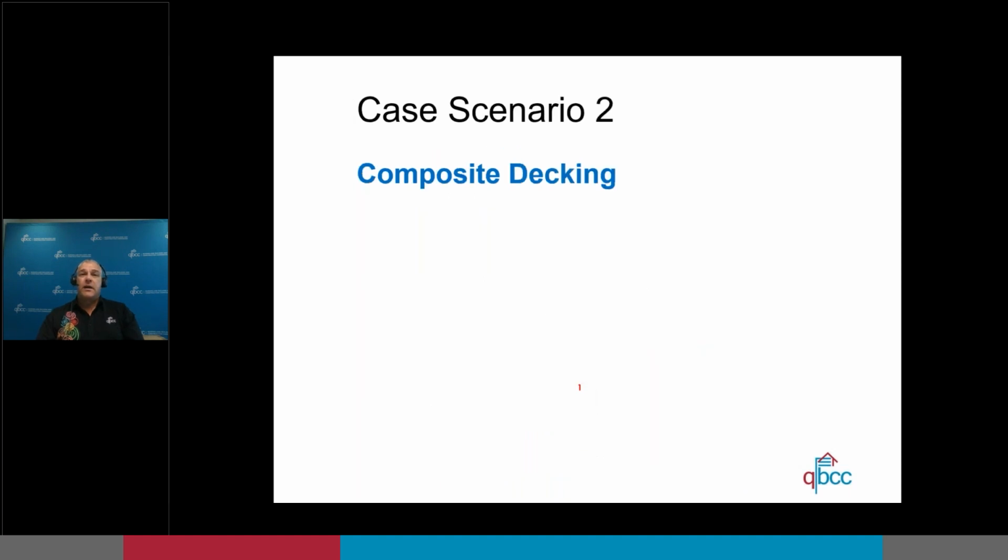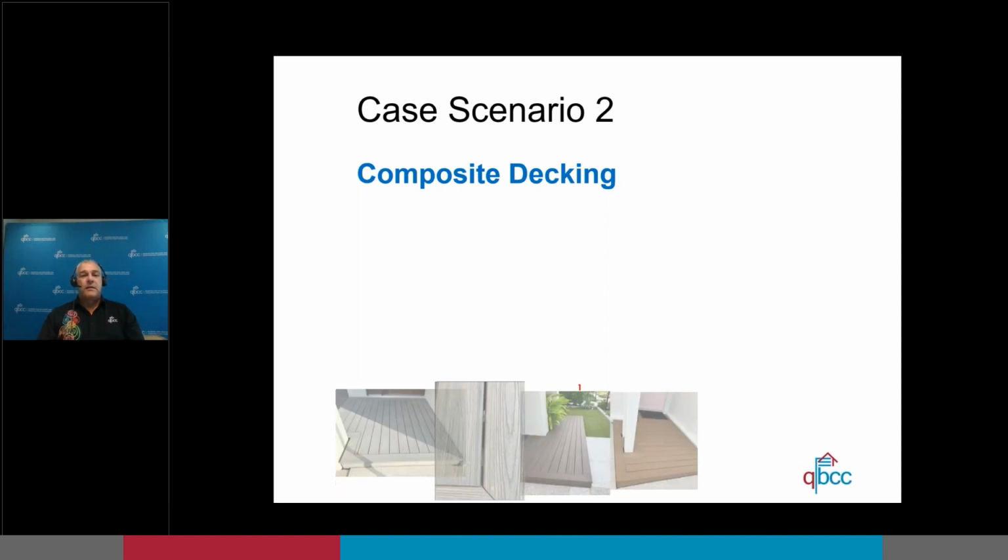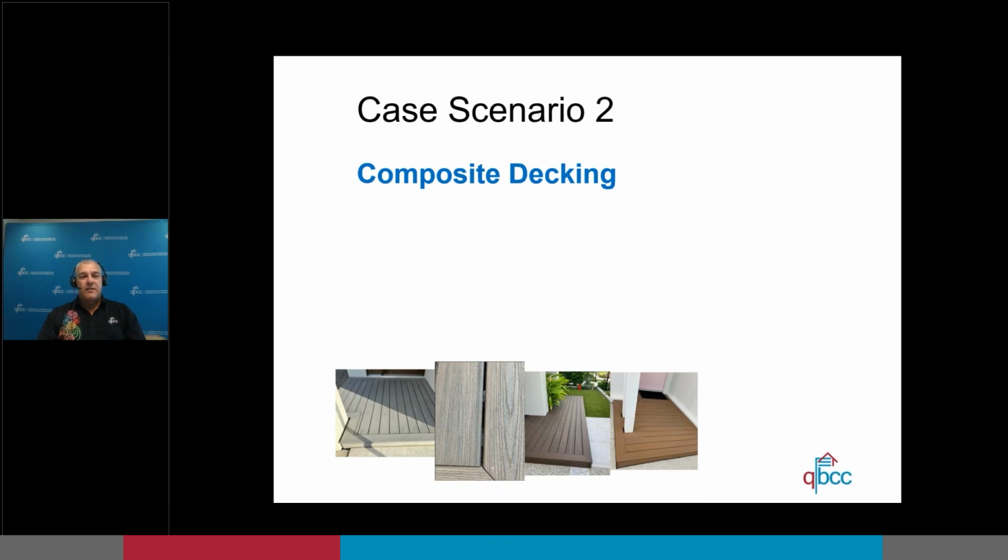Okay, moving on to another product or product family. Composite decking. So what do I mean by composite decking? The photos down there show you an example. Composite decking is a product that's made using wood flour and all the glues and resins glued together to make it look like timber and have similar properties to timber, but it's not timber.